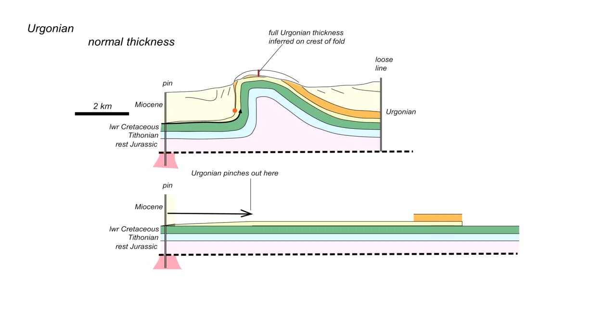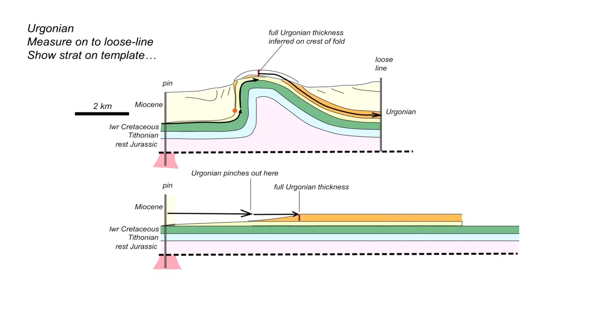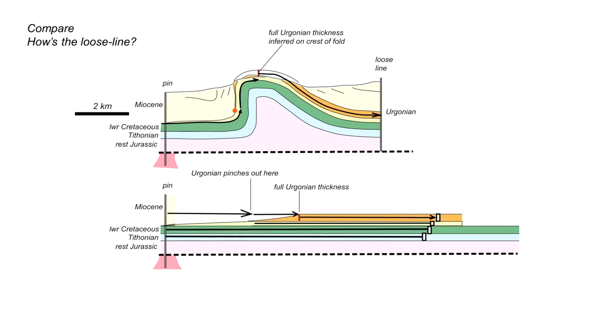So that's where the full Ergonian thickness would have been originally. And again, let's find that as a measurement further along our units on the cross-section, and then find that onto the template here. Finally, we now need to measure the residue all the way around to the loose line, this distance here, plot it onto the template like that. So we have restored 4 formations, and they compare like this.